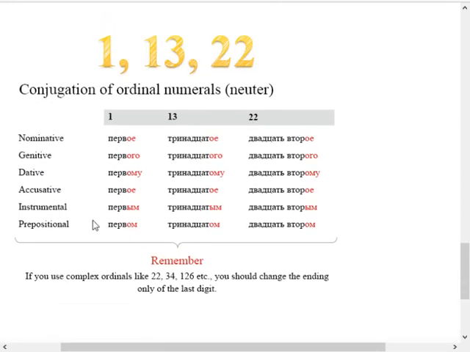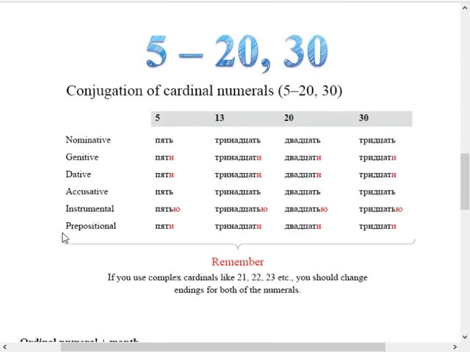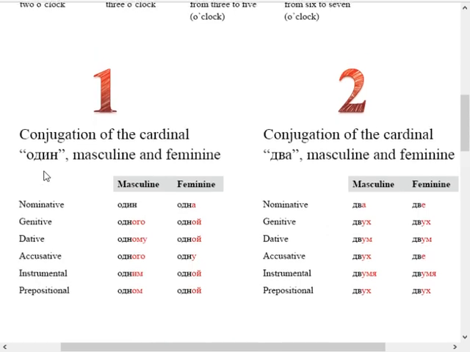Yeah, and if you use complex numbers like that, you should change the ending only of the last digit when you're using ordinal numbers. Whereas if you're using cardinal numbers, you're supposed to change the endings for both the numerals. I guess that means if you have 21, for example, you change it for the 20 and for the 1. So yeah.